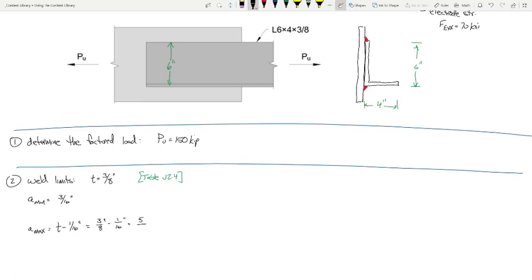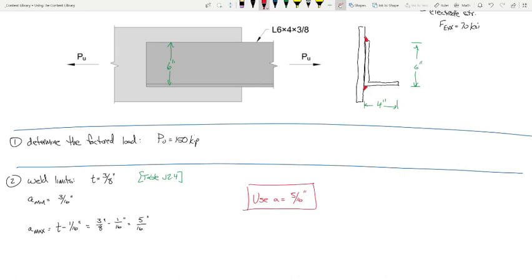Okay, I think I can do that one in my head. So between a minimum weld size of 3/16 and a maximum weld size of 5/16, what should we go with? We choose the largest weld size up to 5/16, which means we choose 5/16 because that's well within our limits, okay?